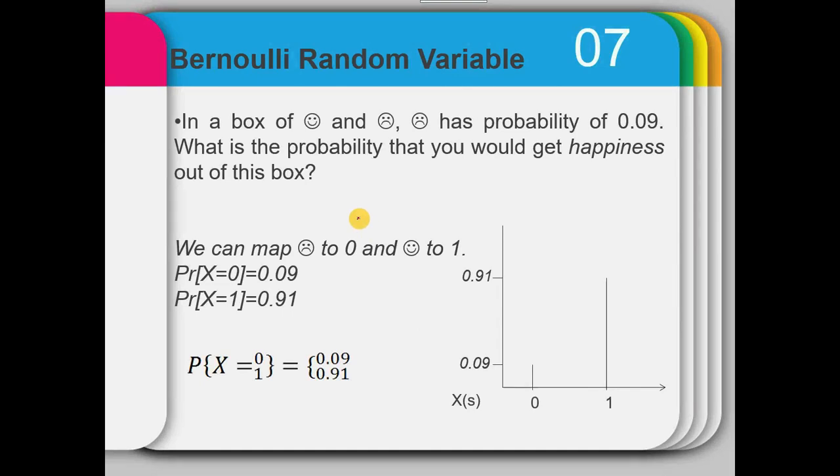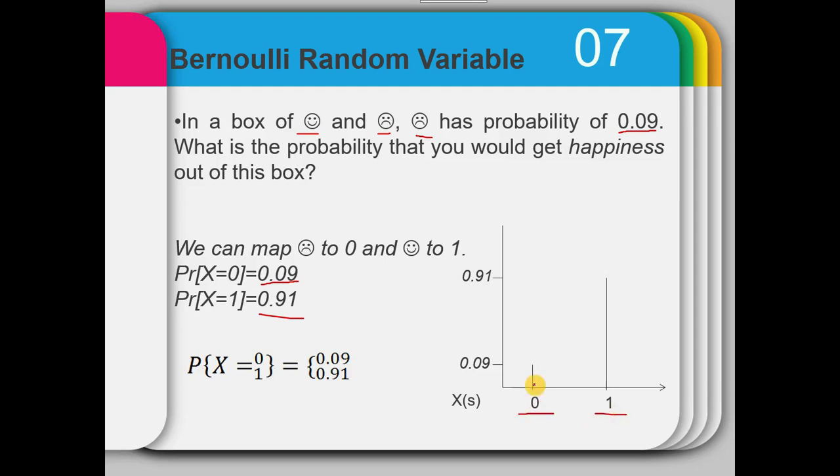So here's just an example, just to prove our point, that in a box of happy faces and sad faces, a sad face has a probability of 0.09. What is the probability that you would get a happy face out of this box? It's a very simple problem. Basically it says that there are only two types of outcomes. If one has the probability of 0.09, which is the sad face, the happy face must have the probability of 0.91. Okay, so very simply we explain this concept of a Bernoulli random variable. So this is how the PMF will look.